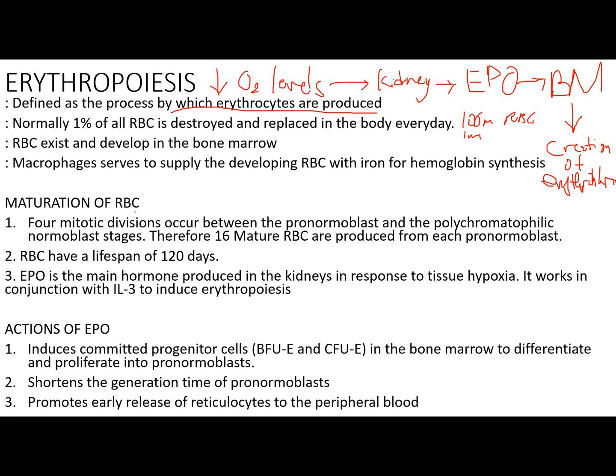Now, maturation of RBC, class. So, 4 mitotic divisions would occur between the pronormoblasts and the polychromatophilic normoblast stage. Therefore, class, 16 mature RBCs are produced from each pronormoblast. Now, RBCs, class, have a lifespan of 120 days. So, 120 days, class, ang kanilang lifespan.